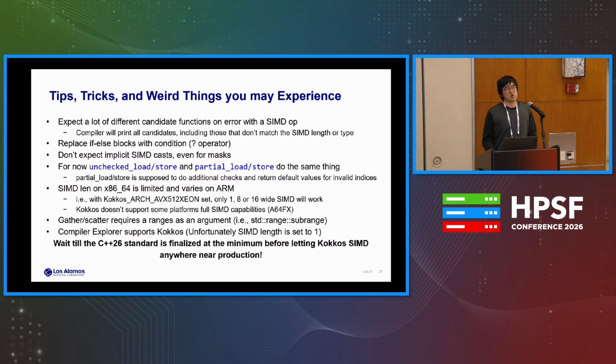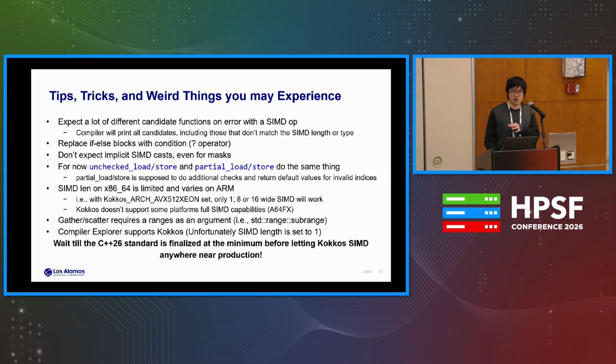If you're going to use Kokkos SIMD or just SIMD in general, you're going to get really familiar with the conditional function or operator in this case, because that's what you have to do for handling branching behavior. This one took me a while to figure out. I had to dig through a bunch of the C++ papers. The difference between unchecked and partial essentially is that partial will do some extra memory checks to make sure you don't read or write out of memory. As it is now in the Kokkos SIMD, it basically does the same thing. That will likely change once the standard is finalized and more work can be done.